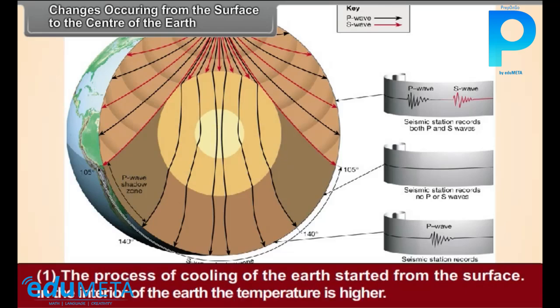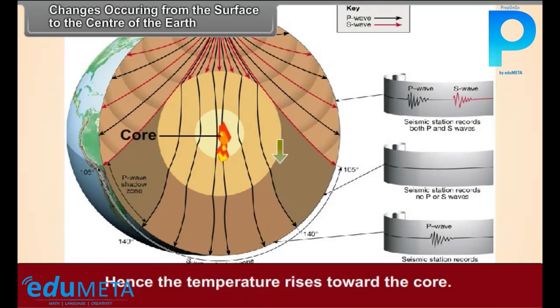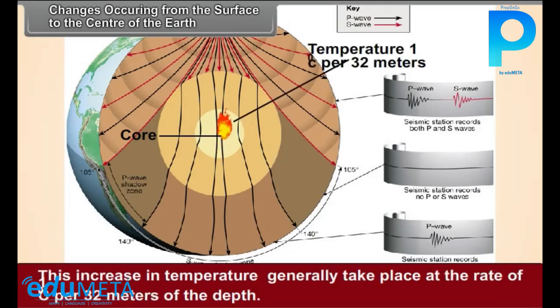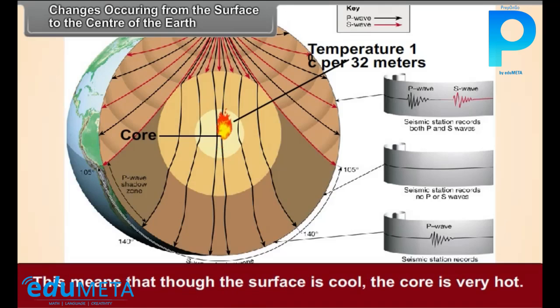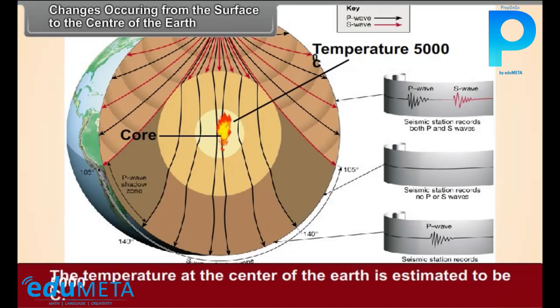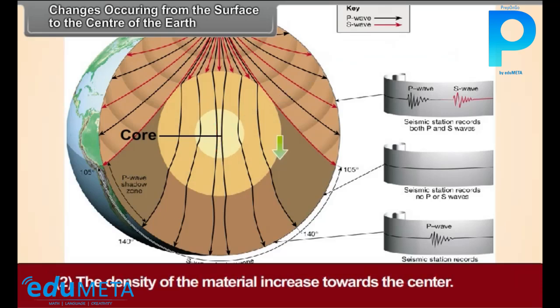The process of cooling of the Earth started from the surface. In the interior of the Earth, the temperature is higher. Hence the temperature rises towards the core. This increase in temperature generally takes place at the rate of 1 degree Celsius per 32 meters of depth. This means that though the surface is cool, the core is very hot. The temperature at the center of the Earth is estimated to be 5000 degrees Celsius. Number 2. The density of the material increases towards the center.